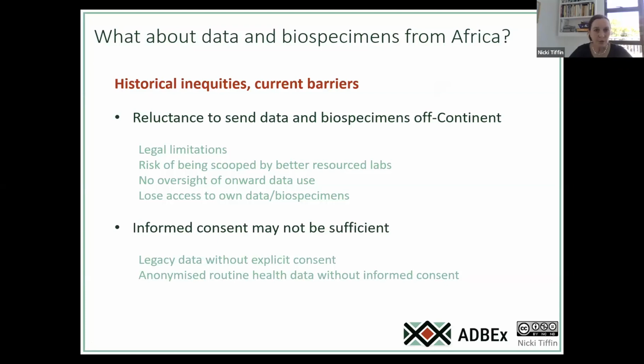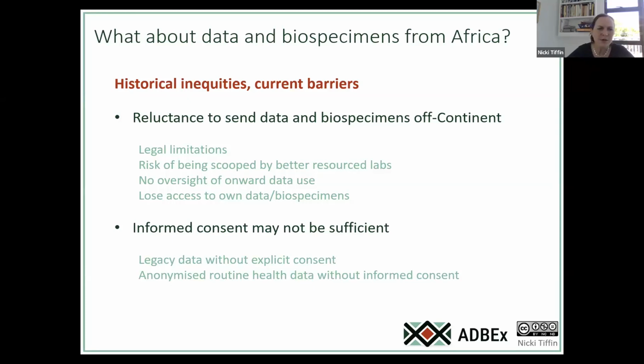So one of the big ones that we encounter a lot is that there's a reluctance by researchers based in Africa to send their data and biospecimens off continent. There are often funder requirements that request that data and biospecimens are sent to central repositories, central databases, and often those are not within Africa, which means that those resources end up in the jurisdiction of countries that don't necessarily have African populations and African participants as their first priority.